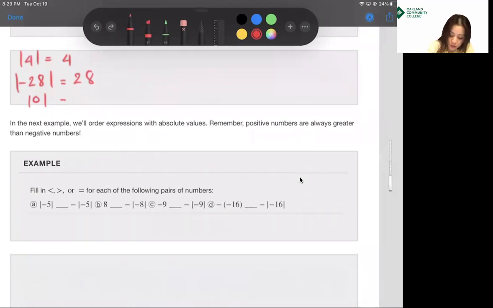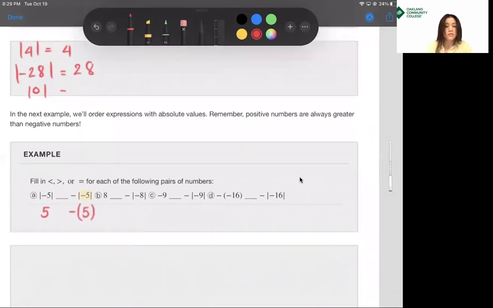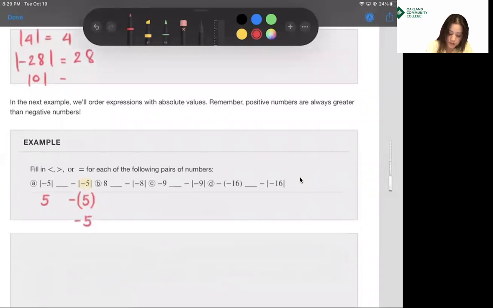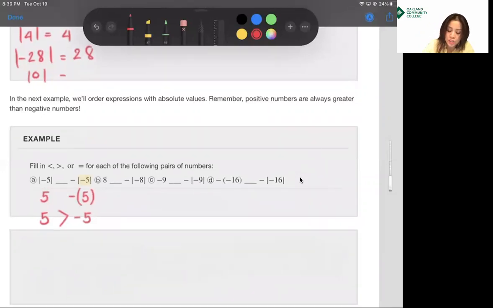So we know the absolute value of -5 is +5. For the right side, let's do the one inside the absolute value first. I know the absolute value of -5 is 5, and then we have a negative outside of that, which is -5. So here's -5, and over on the left side is 5. So -5 is less than 5, because -5 is to the left of 5 on the number line. All right, continue to the next pair.